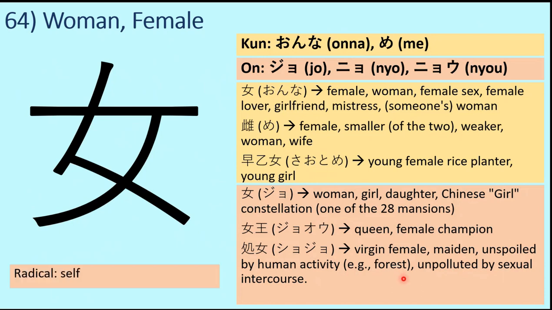It is a radical in itself, and this is the stroke order. This is the first stroke like this, then we have the second stroke like this, and finally the third stroke. So in 3 strokes, this character will be written.